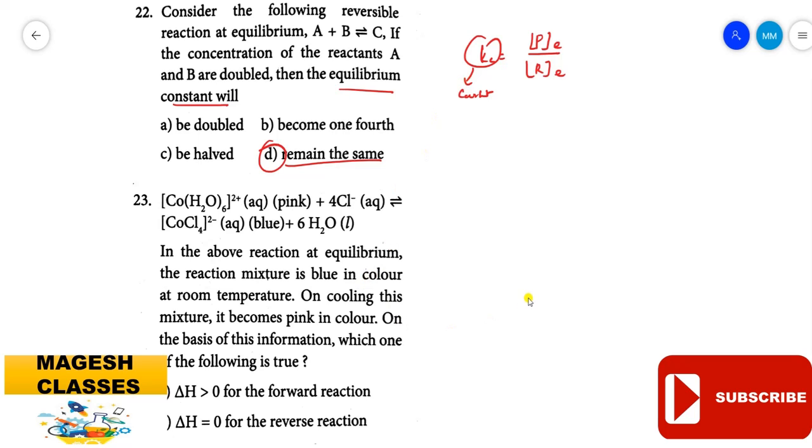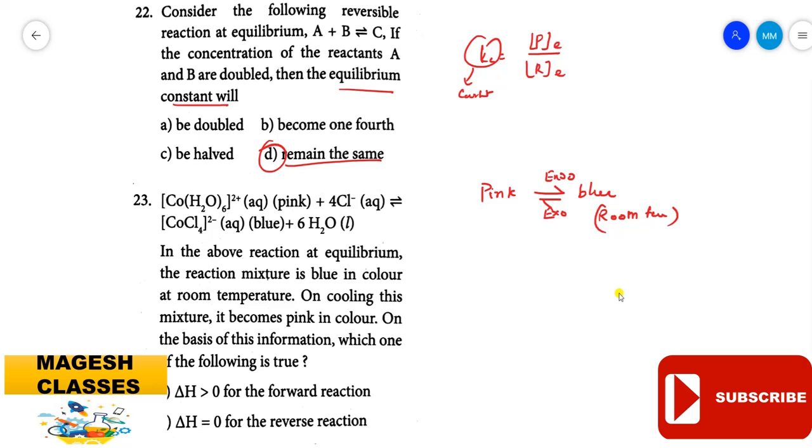Then question number 23. The cobalt aqua complex is pink in color. When it is treated with chloride ion, it is converted into blue color. Okay. The color change in this equation is pink color converted into blue color. In the above reaction at equilibrium, the reaction mixture is blue in color at room temperature. On cooling, that is when the temperature is lowered, it becomes pink in color. So at low temperature it is pink, and so the reverse reaction is exothermic and the forward reaction is endothermic.